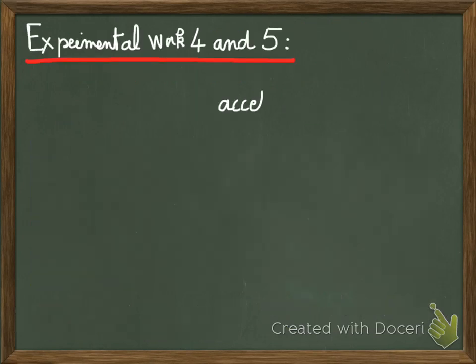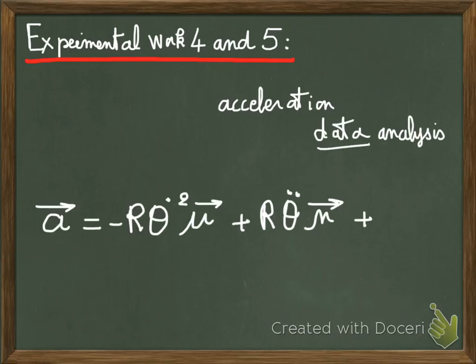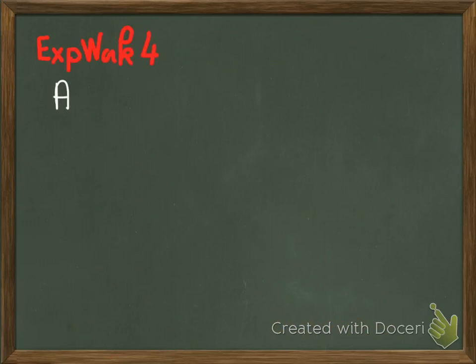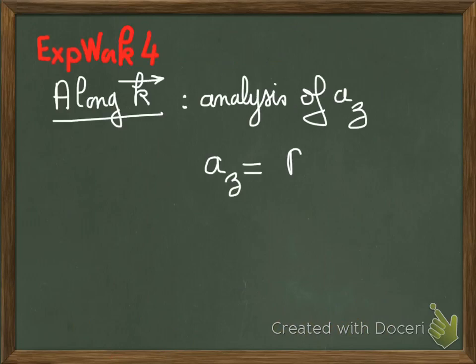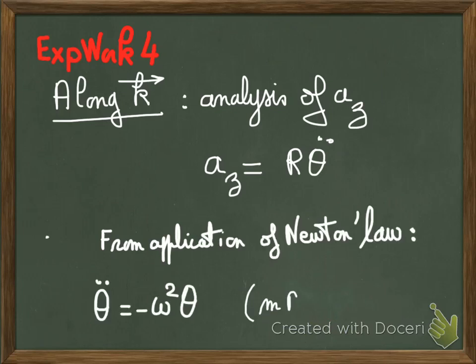Experimental work 4 and 5 are now the analysis of the acceleration data provided by the accelerometer. As experimental work 4, we're going to analyze AZ and AX, and as experimental work 5, we're going to analyze AY. Both sets of data are directly provided by the accelerometer. So let's move to experimental work 4. That's the analysis of AZ along the K vector that's perpendicular to the plane of the iPhone.